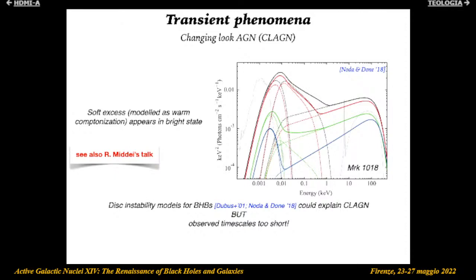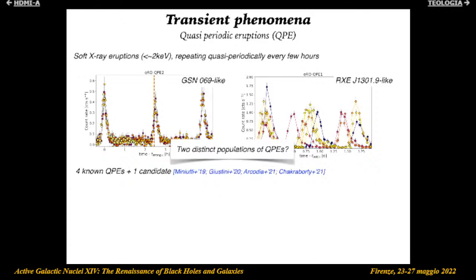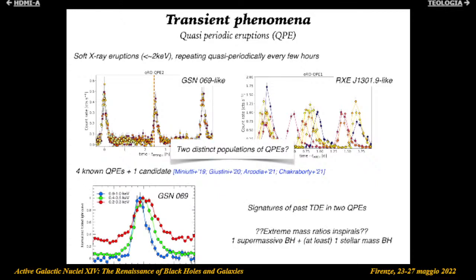So the last and newest example of transient phenomena are QPEs. Now, I don't have much to say about QPEs simply because they are new events. We are starting to characterize these events, but what has been proposed is that they might be the electromagnetic signatures of extreme mass ratio inspirals, again involving the presence of binary black holes.